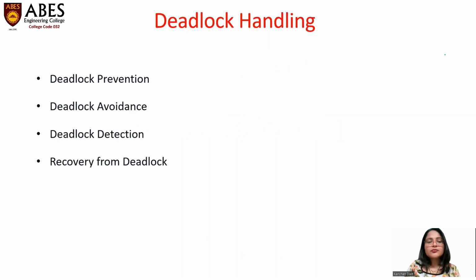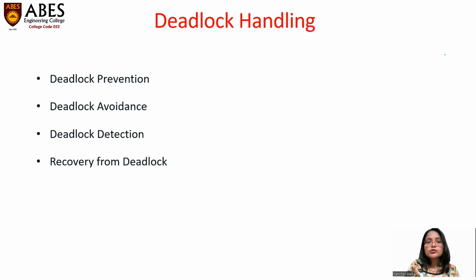Now, these four are the methods to handle deadlock: deadlock prevention, deadlock avoidance, deadlock detection, and recovery from deadlock. So there are two possible ways to handle deadlock. In the first way, we can either prevent the deadlock or avoid the deadlock. These two methods work before the occurrence of the deadlock. But after the occurrence of the deadlock, we need to detect it, and after that, we need to recover from the deadlock.